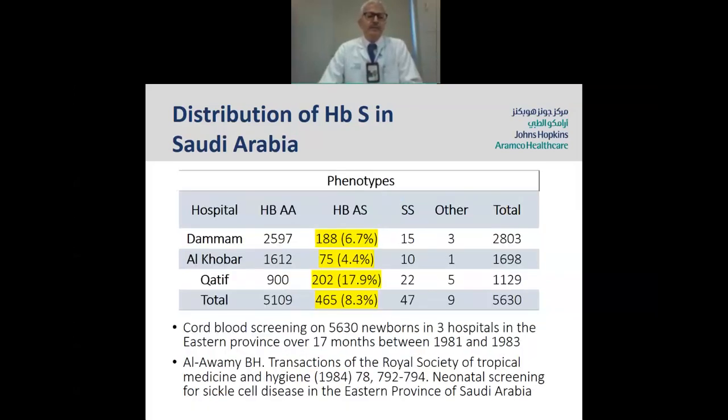This is a more recent study done by Dr. Al-Awami before he retired from King Faisal University. They tested newborns from the cord blood, they took samples of the newborns and tested them from 3 hospitals, the maternity hospitals in Dammam, Al-Khobar, and Qatif. And they tested a total of 5,630 newborns. This should be more representative because every newborn is tested. And this is what they found in the various areas.